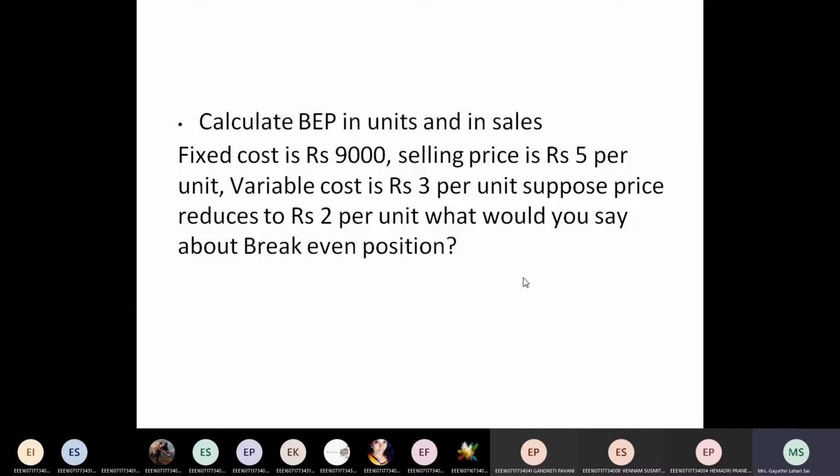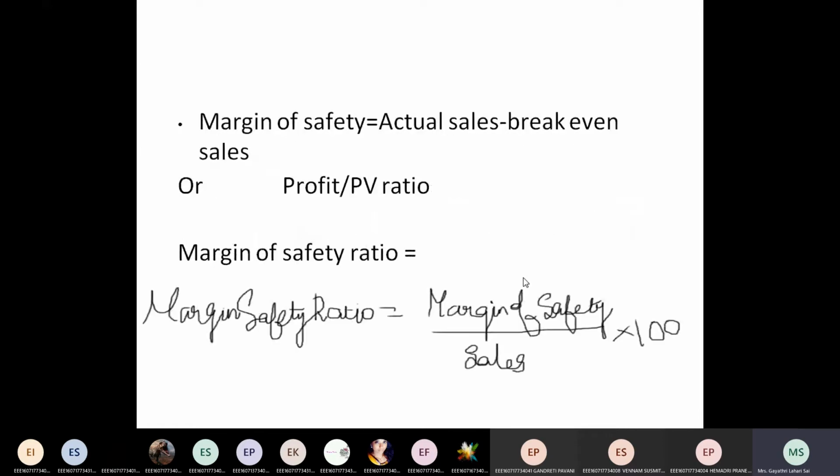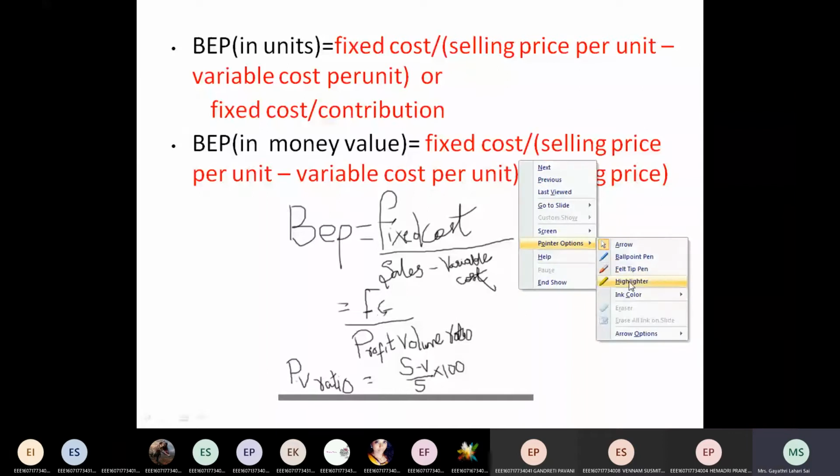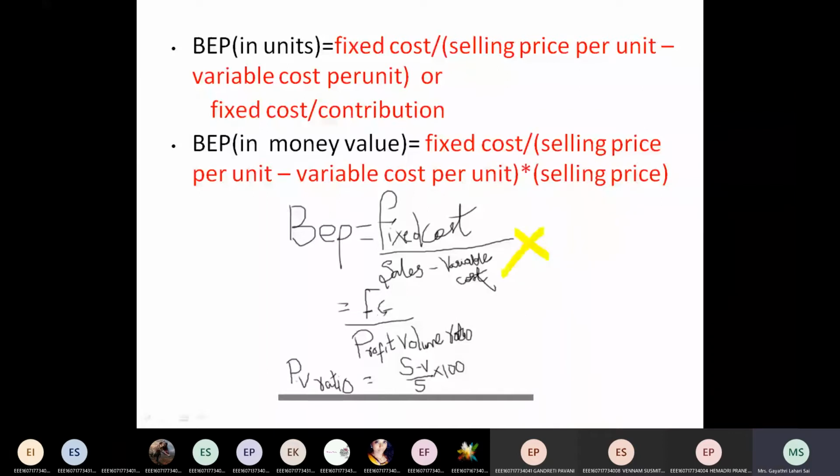So all of you please start calculating and tell me the answer. I gave you the formula directly. You have to calculate break-even point in terms of units and in terms of sales. So break-even point in terms of units, this is the formula. In terms of sales, the formula will change. I'm writing here, into sales. Break-even point in terms of sales, if they'll ask you to calculate, is fixed cost by sales minus variable cost into sales. This is the formula for the second one.